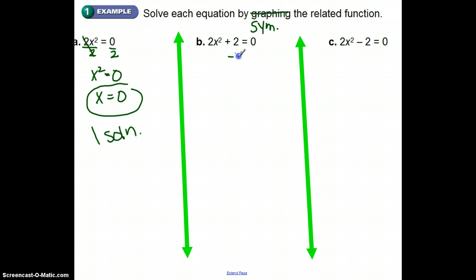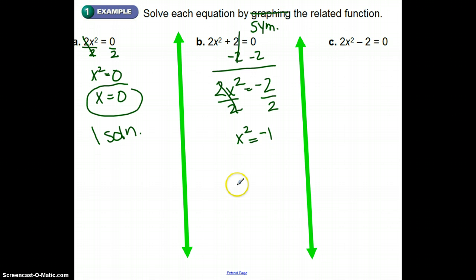Now in this one, if I divided by 2, or excuse me, subtracted 2, then I'd have 2x squared equals negative 2. Divide by 2. So I have x squared equals negative 1. Now my problem is, if you were to put this in your calculator, you're going to get an error because it can't just be negative 1. So because this does not work, that's going to be one that has no solution.